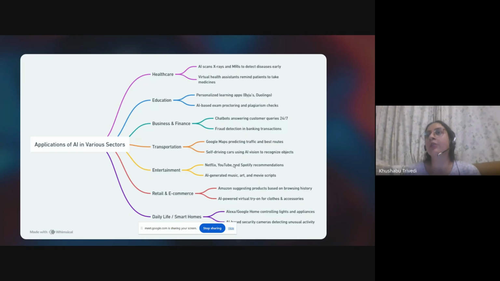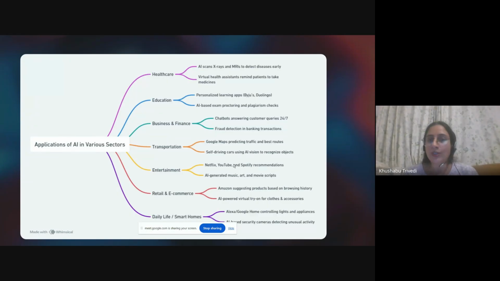So right now we are doing it manually. Doctors are just scanning the test results manually. There's no AI automated system, but slowly we are embedding AI techniques to make it a more transparent system, right? Virtual health assistants also remind the patient to take the medicine. This is a very good example of AI in the healthcare industry.